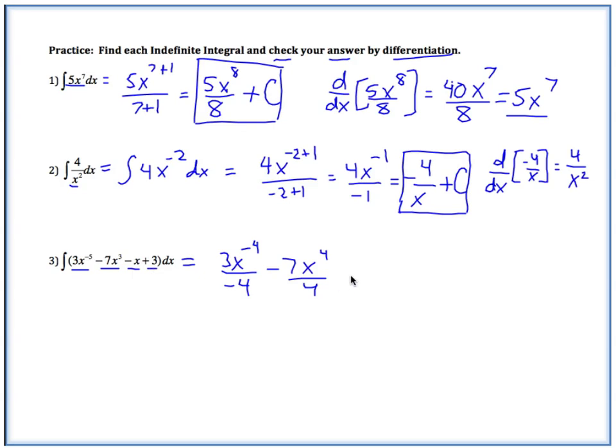Here we have minus x, so our exponent here is really a 1. So we need to do 1 plus 1 and get 2, and then divided by 2, and then plus 3. Well, when we think about 3, you can actually think of 3x to the 0 power. And so 0 plus 1 is actually 1. So it's x to the first, and then over 1, and it doesn't change.